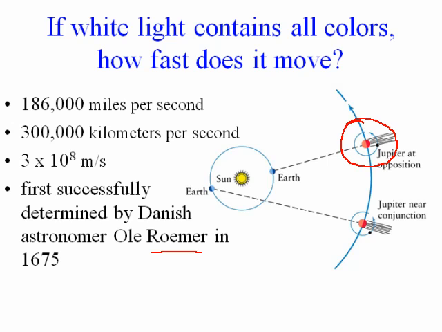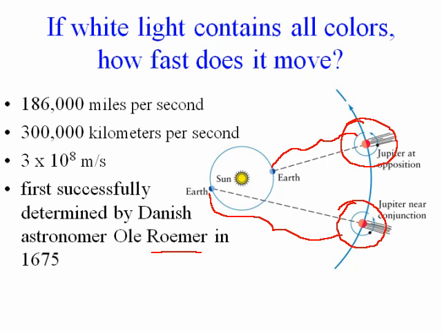So he found out that when Jupiter was near the Earth, these predictions occurred at a different time than when the planet was farther away from Earth. So notice that when Jupiter's at opposition, the predicted times were different than from when Jupiter's near conjunction.